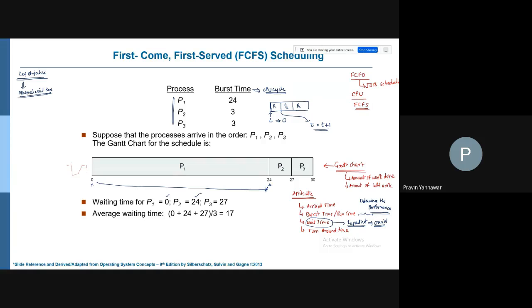It executes for three cycles, then 24 plus 3 is 27, and at 27 P3 works. So the waiting times will be 0, 24 and 27, because at 27 P3 starts processing and will finish by 30. So you can directly compute the average waiting time: 0 plus 24 plus 27 is 51, and 51 divided by 3 is 17. So this is the average wait time.